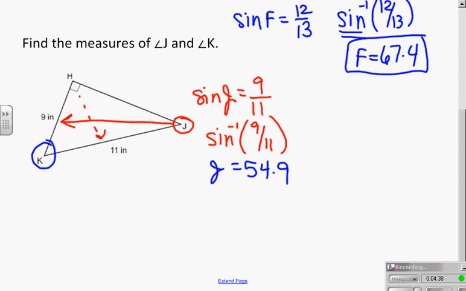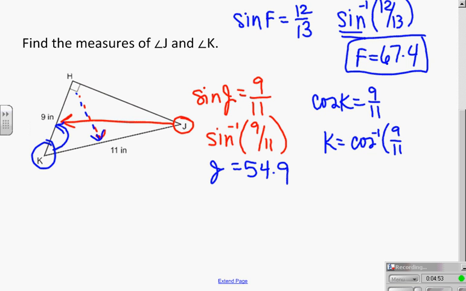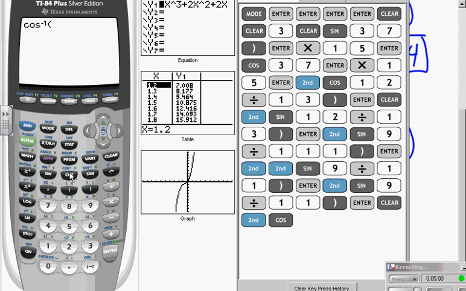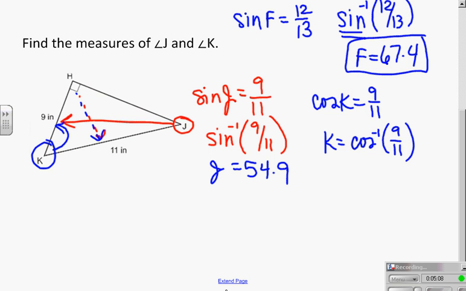Now, what do I know about K? Well, K is adjacent and hypotenuse. So I'm talking about the cosine of K is 9 over 11. And so K will be equal to that inverse function of 9 over 11. So I'll go back to your calculator. Second function cosine, 9 divided by 11. And I have 35.1. And K equals 35.1 degrees.